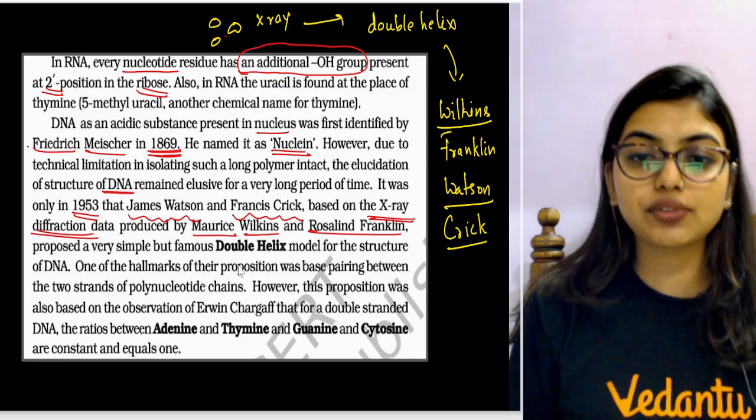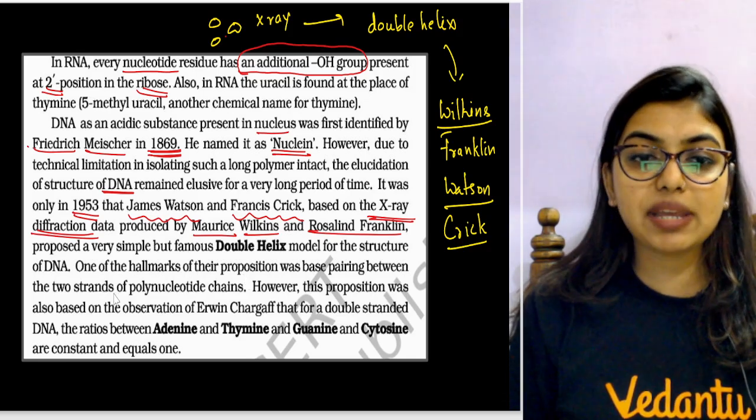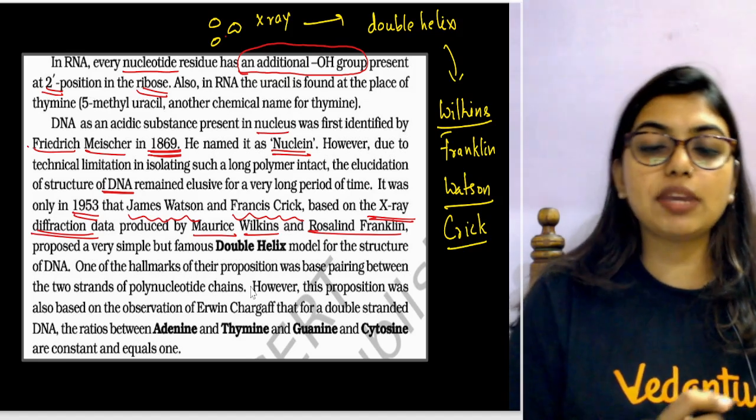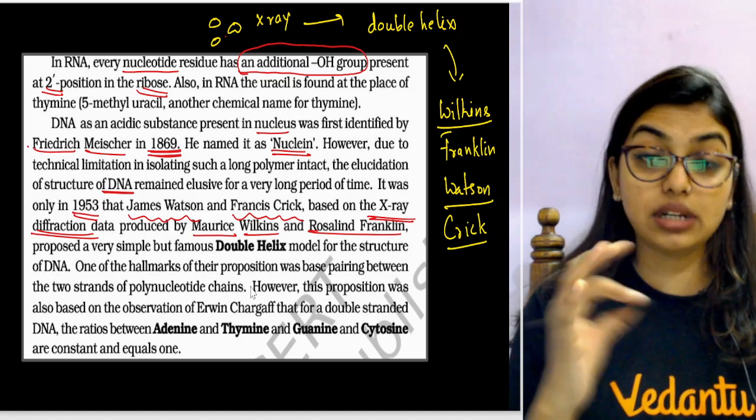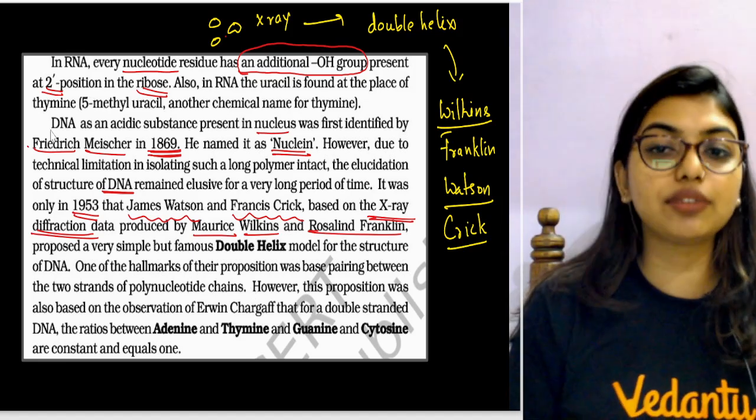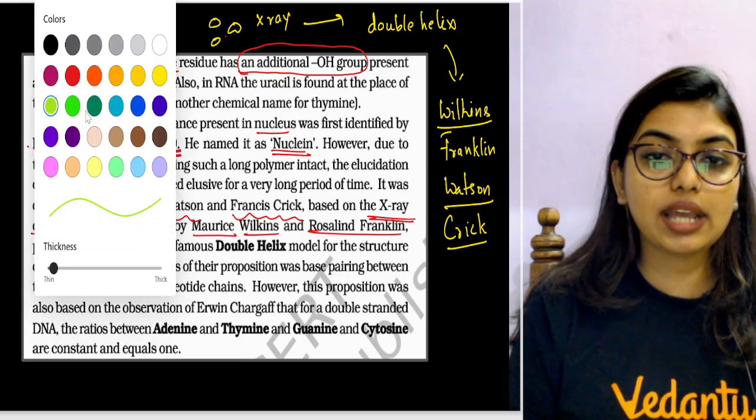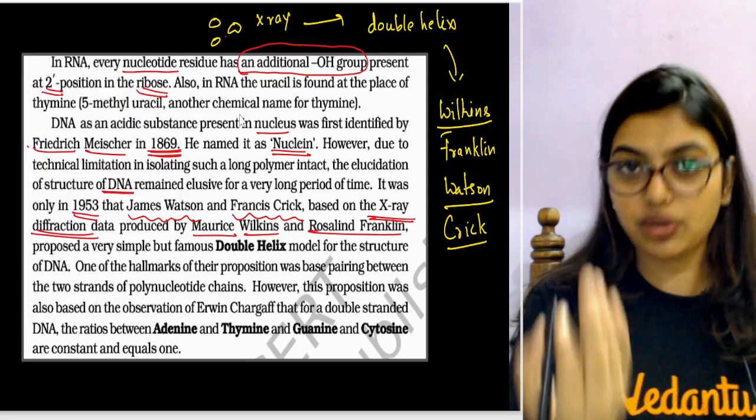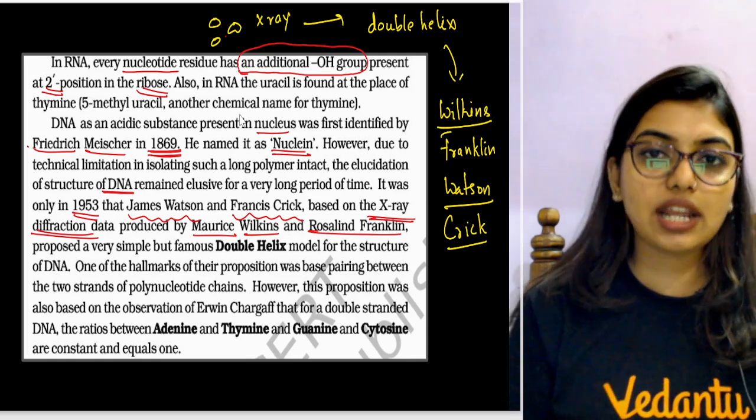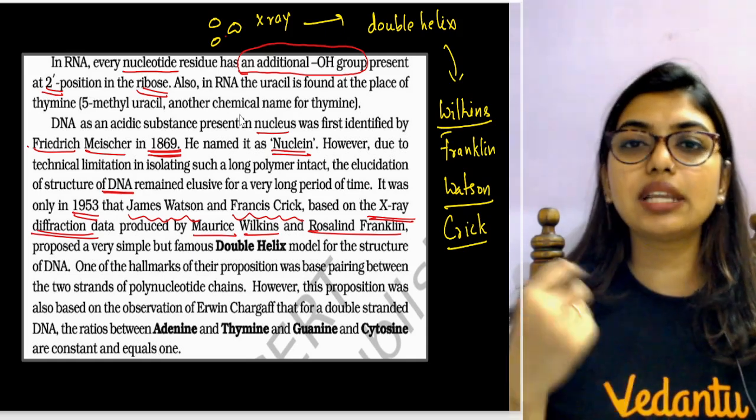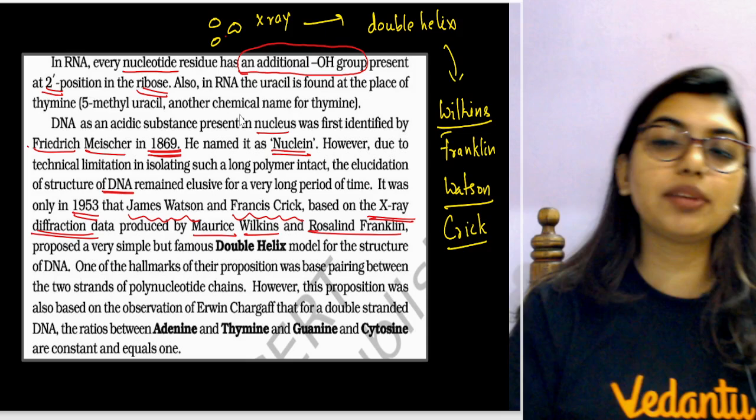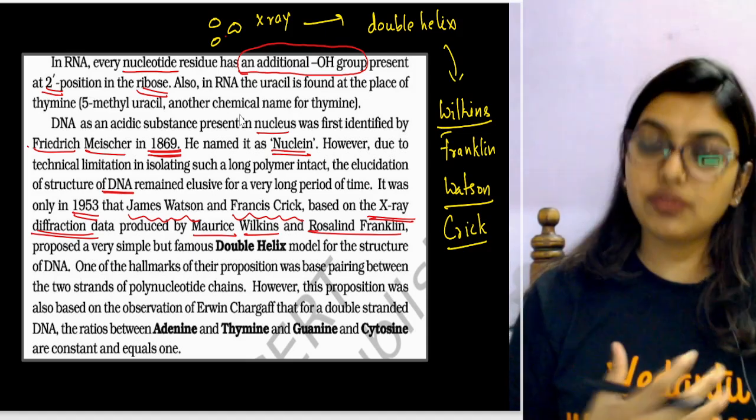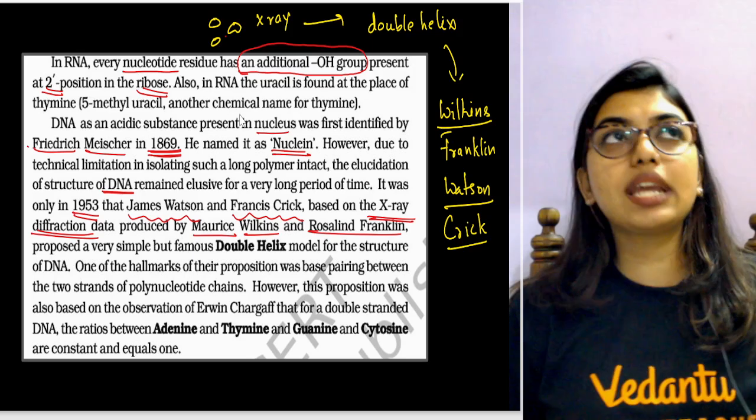One of the hallmarks of their proposition was base pairing between the two strands of the polynucleotide. However, this proposition was based on the observation of the Chargaff rule. So we'll come to the Chargaff rule. Students, this whole diagram, this whole paragraph is about how they found the nuclein, which I already taught you. In 1869, Friedrich Miescher found it in pus cells, and he called it nuclein, and Altmann changed it to nucleic acid. But the structure of the DNA was not known to us, so they kept finding.